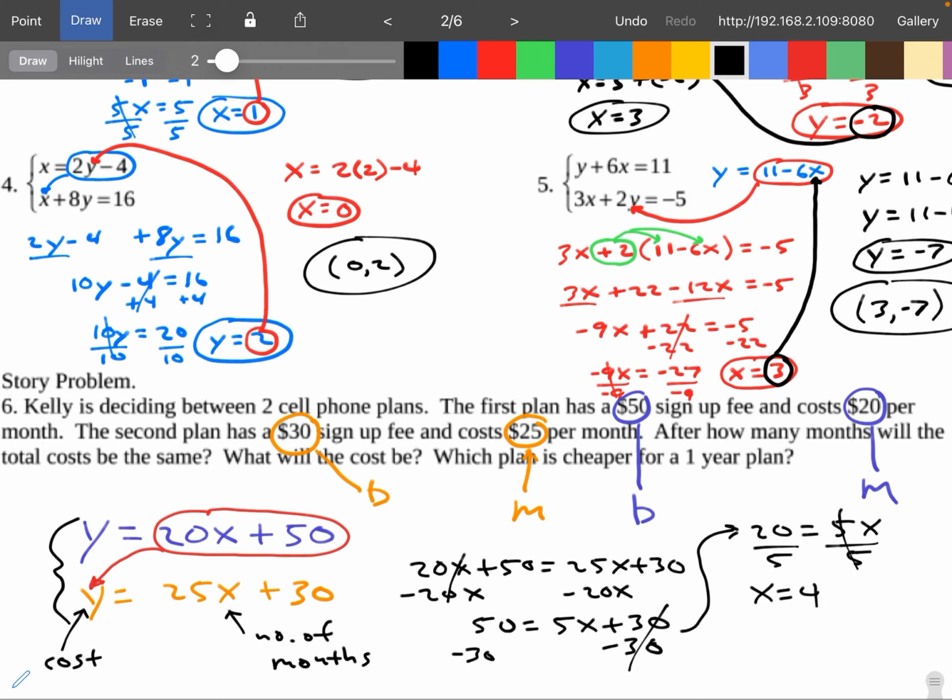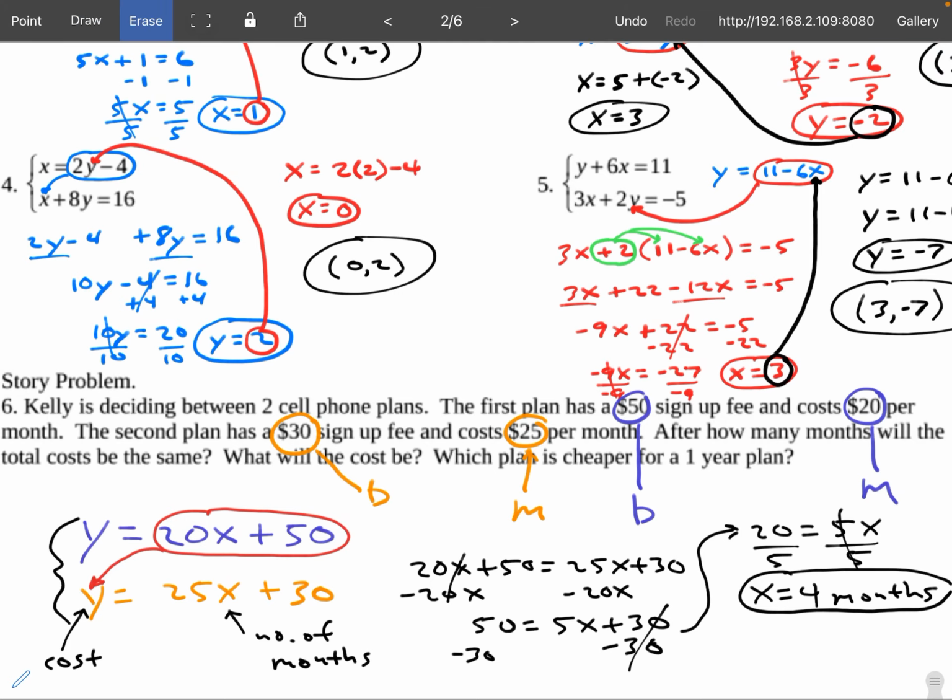I'm running out of room. So then I'm going to come up here. I'm going to get 50 minus 30, which is 20. So I get 20 equals 30 minus 30, that cancels out. So all I have on the right-hand side is 5x. Then I divide both sides by 5. Those cancel out, and I get x equals 4.